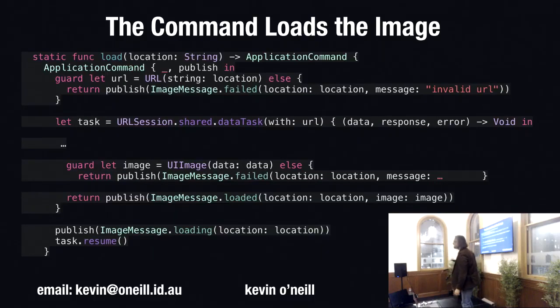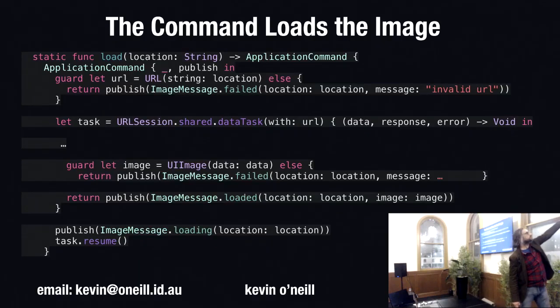Right, and now the command. And the command actually goes off and loads the image. When it starts, it publishes I'm loading as a message. This happened. Tells the task to resume. Task comes through, bit of error handling here. Oh look, couldn't decode it. Image, send the image failed message. Send the image load message. Done.